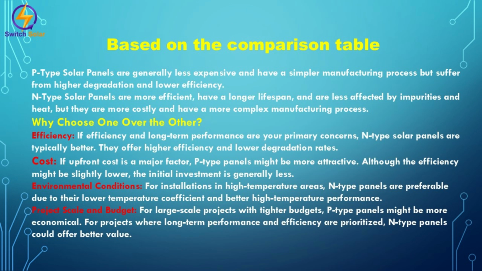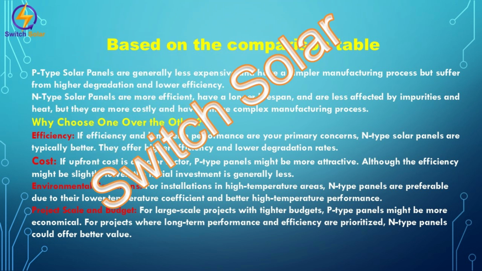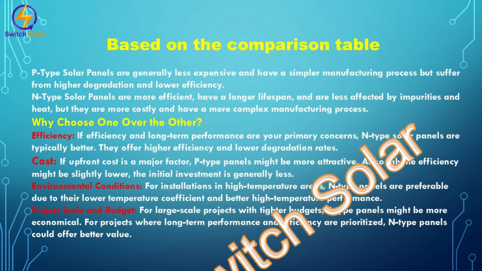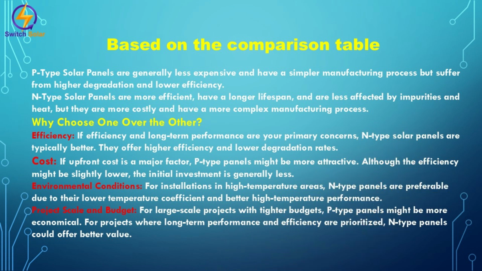Based on the comparison table, p-type solar panels are generally less expensive and have a simpler manufacturing process but suffer from higher degradation and lower efficiency. N-type solar panels are more efficient, have a longer lifespan, and are less affected by impurities and heat, but they are more costly and have a more complex manufacturing process.